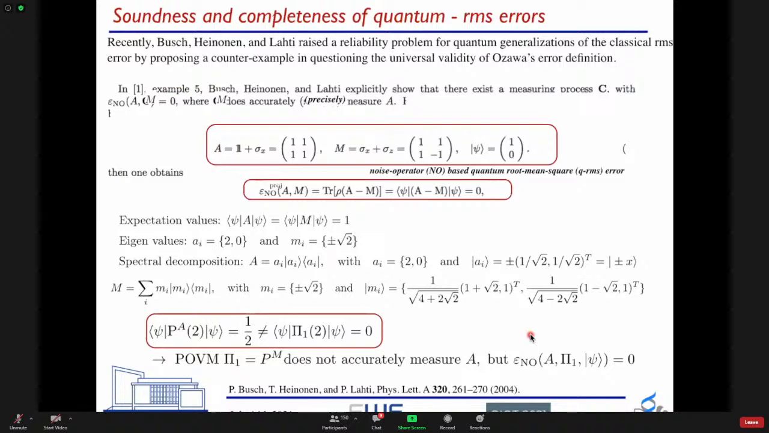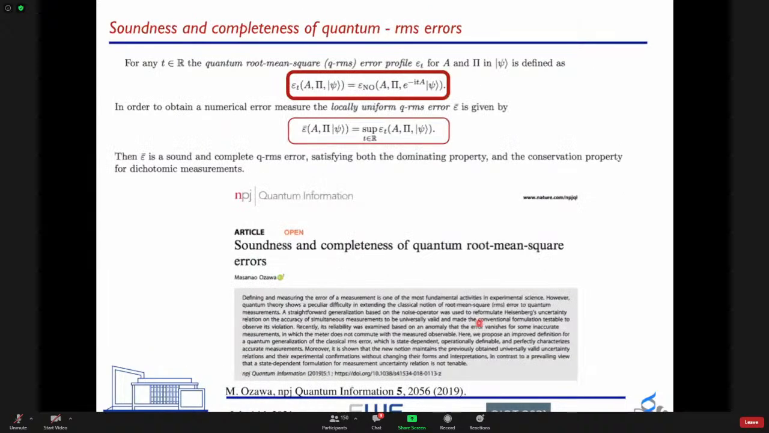So there must be something corrected in the root mean square error definition to make it complete again, meaning that for an inaccurate measurement, the error should not be 0. And this was done in a very recent paper published by Ozawa in 2019, where he proposed, in addition to the noise operator root mean square error, a so-called error profile.